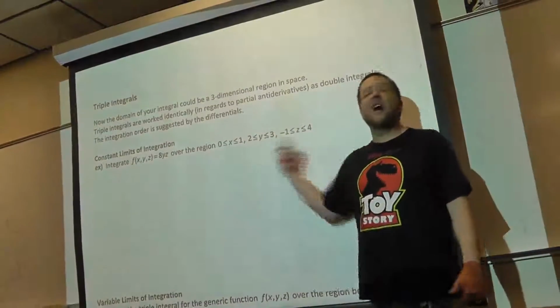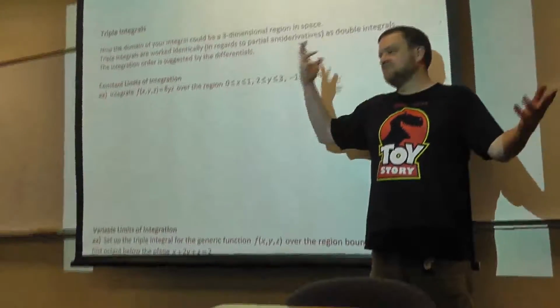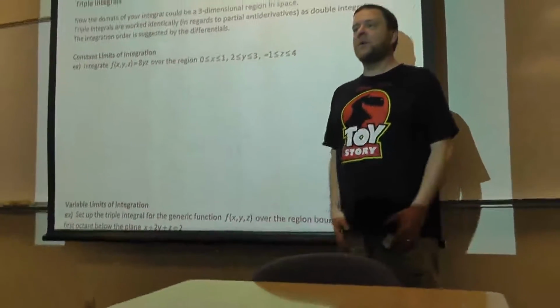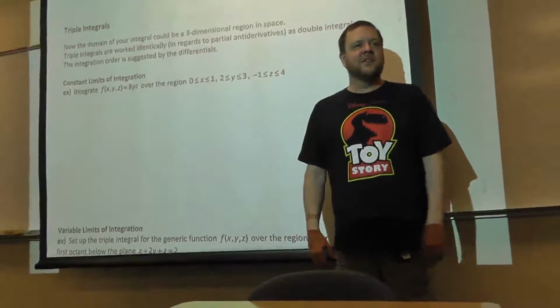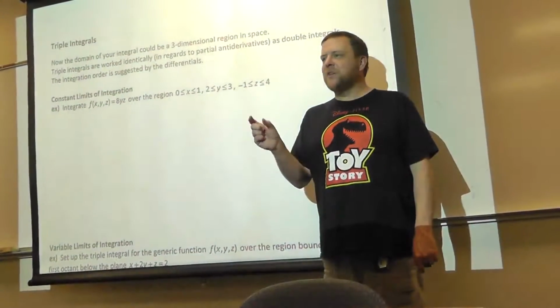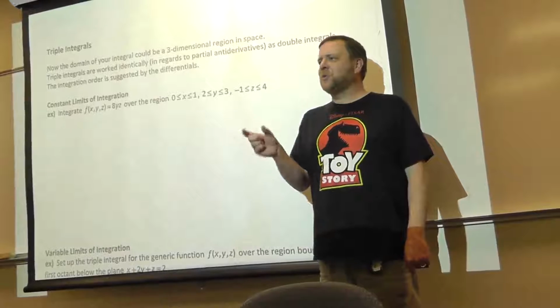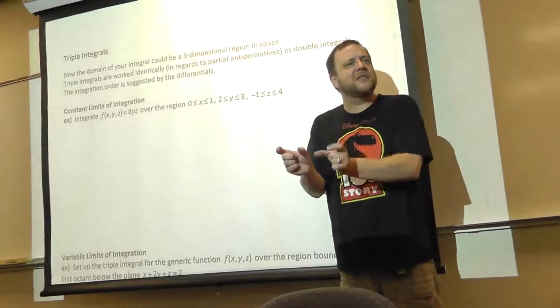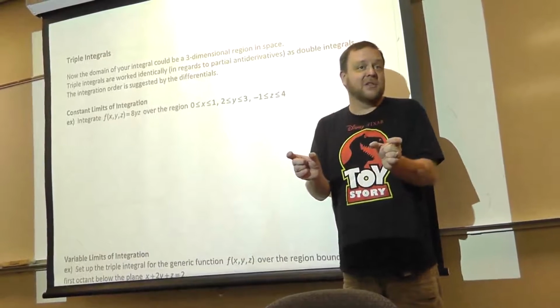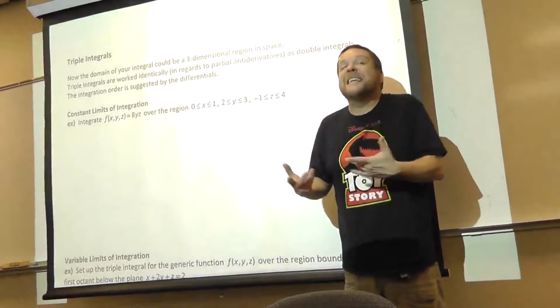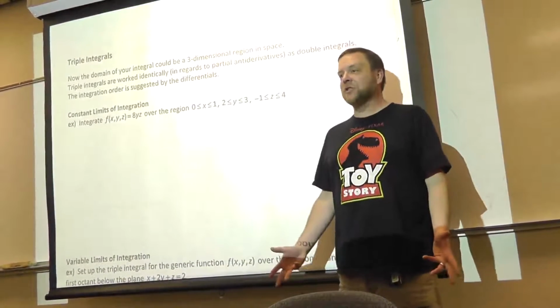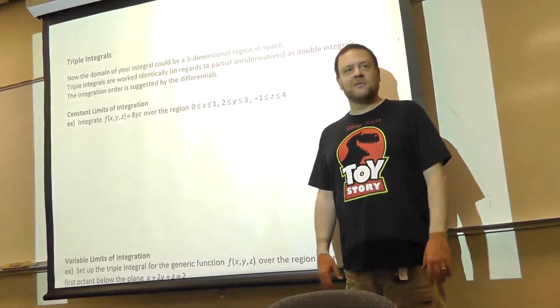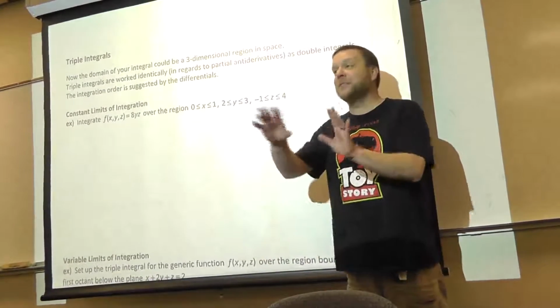If you're lucky to have constant limits of integration, you can set the integral up any which way you want. Technically, for your choice of integration, there are 3 choices for the first differential: dx, dy, or dz. Then you've got 2 choices for the second differential. Then you've got 1 choice that locks the third position. So really, there are 6 orders of integration that you can do with a triple integral. Don't worry, I'm not going to prompt you to set up all 6.